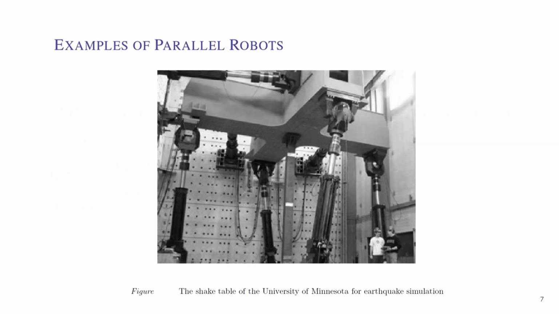Now we will see some examples of parallel robots. In the figure, what you see is a shake table that was developed by the Department of Civil Engineering of the University of Minnesota. This type of mechanism was used when the first flight simulators were built.